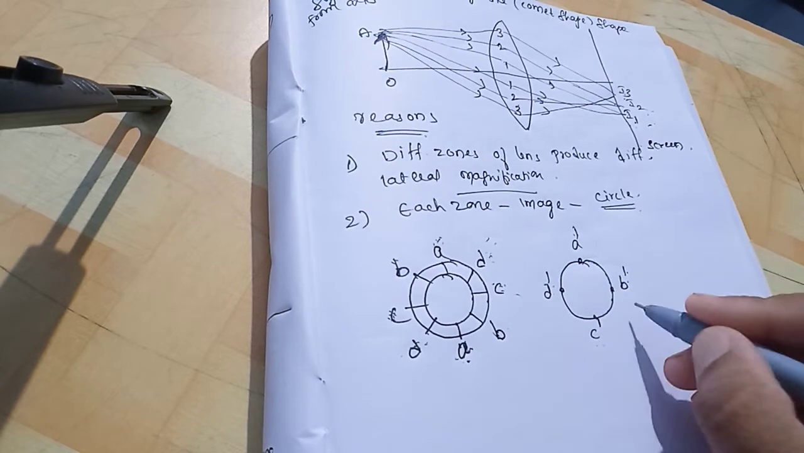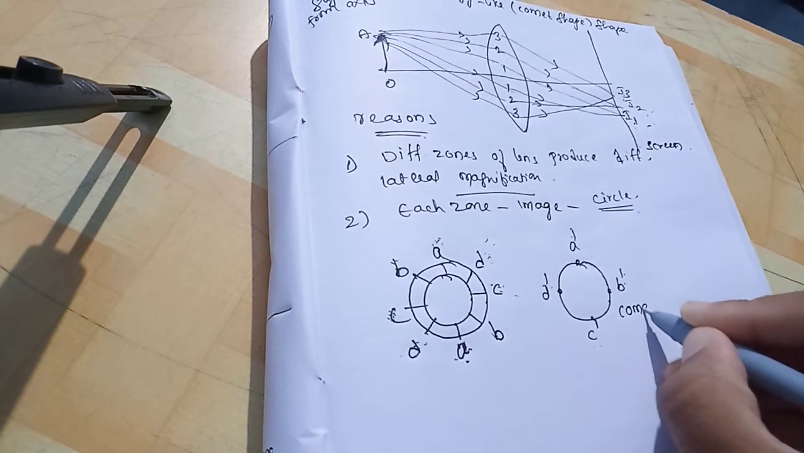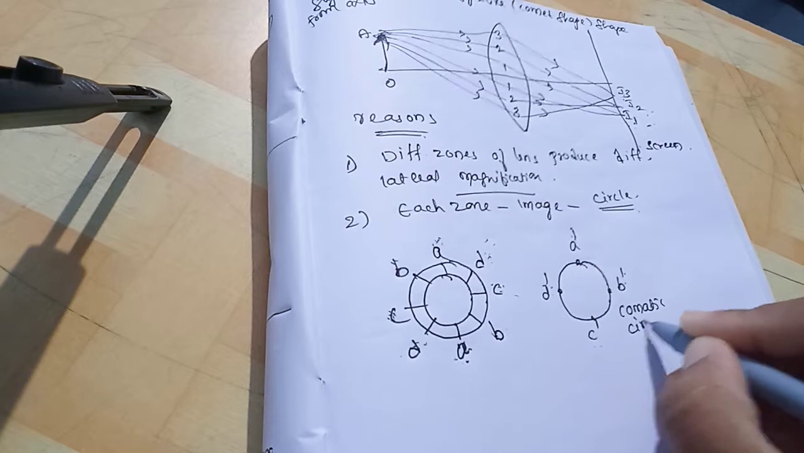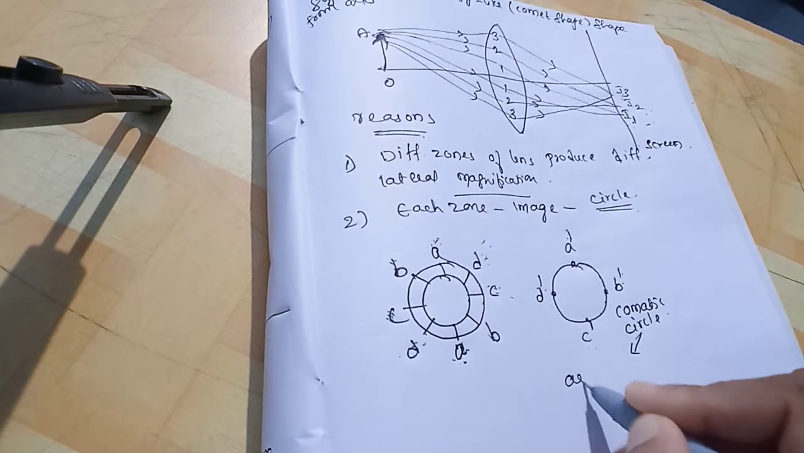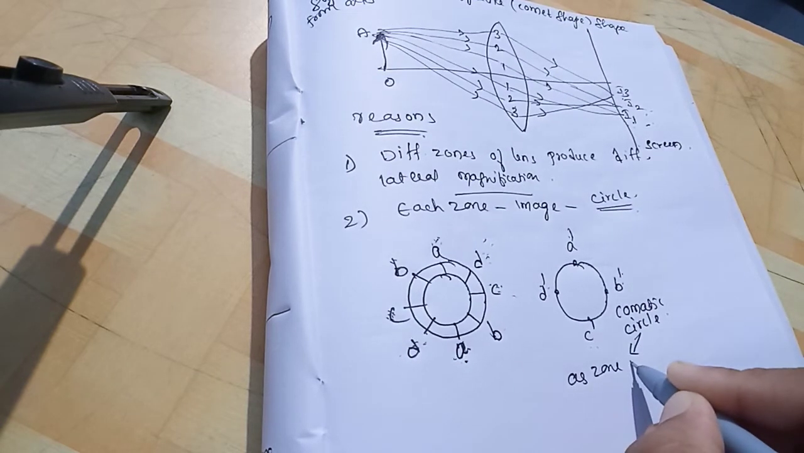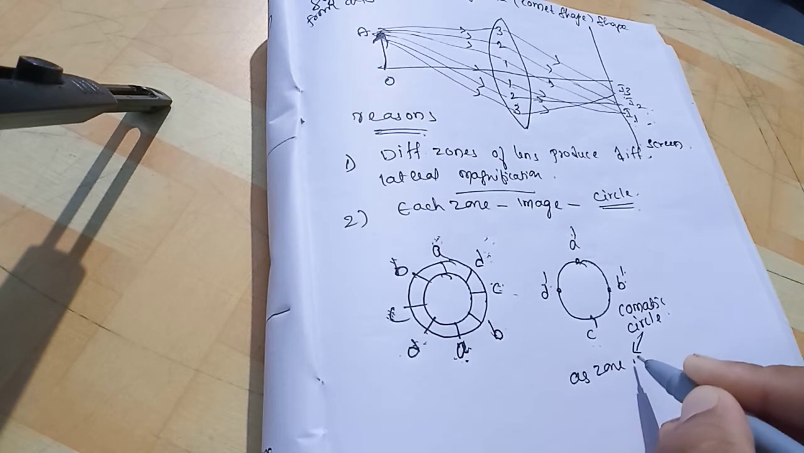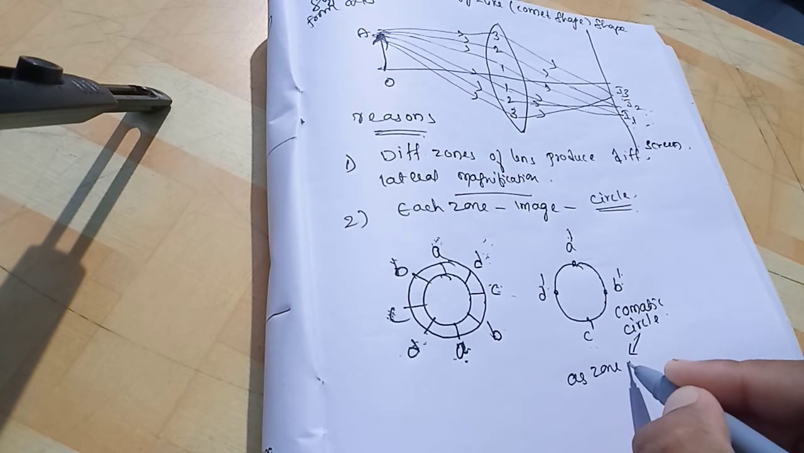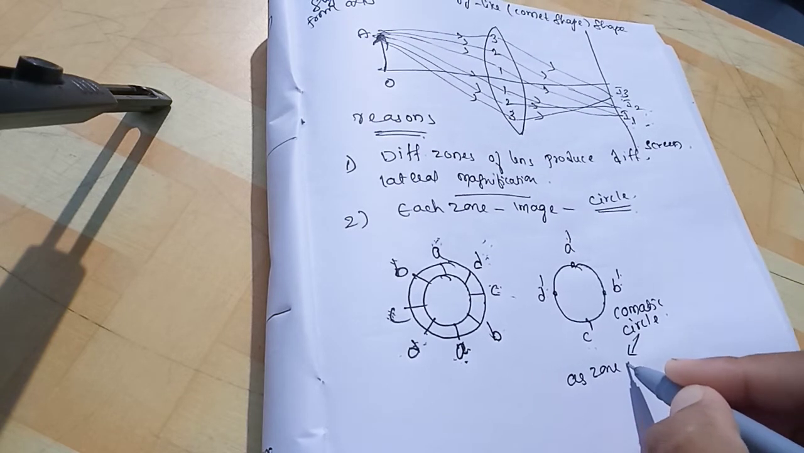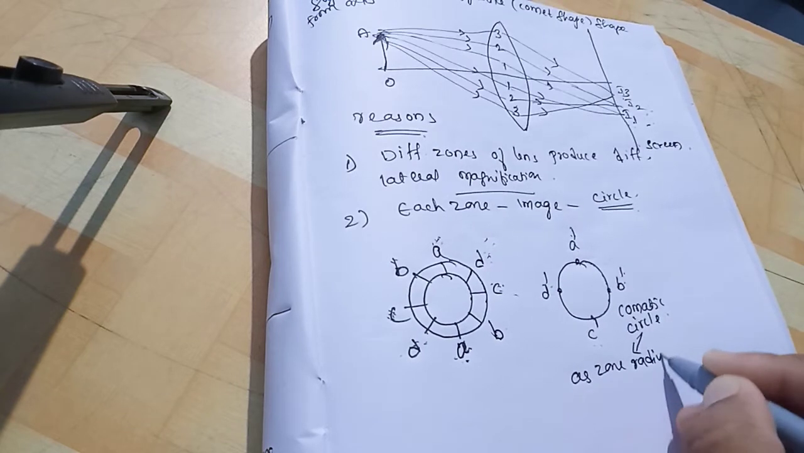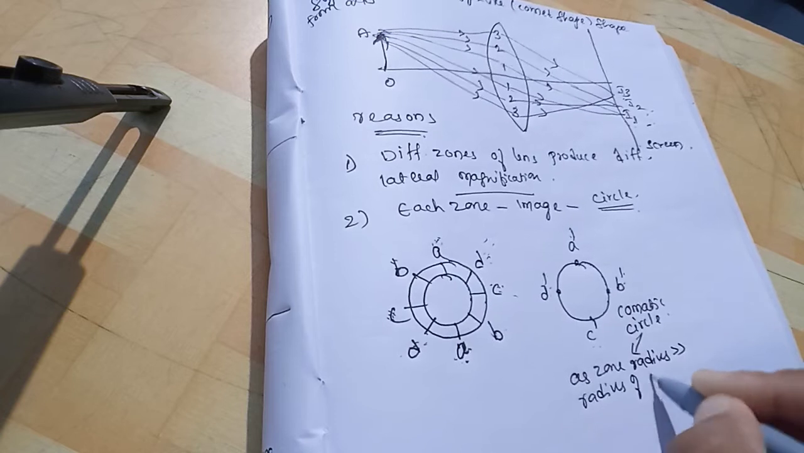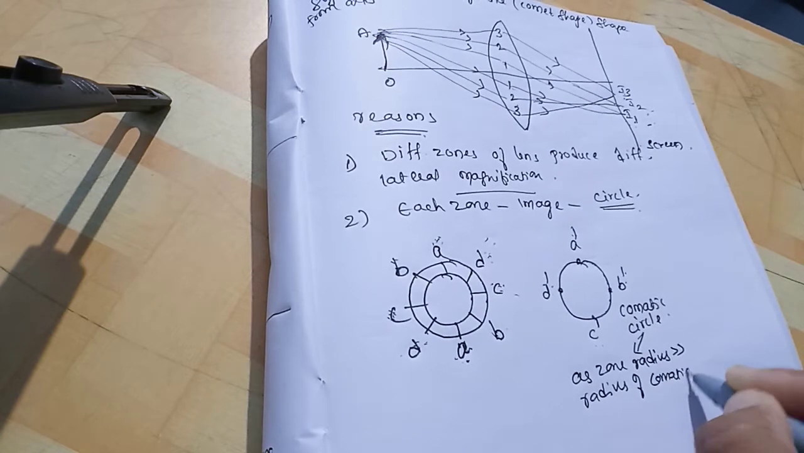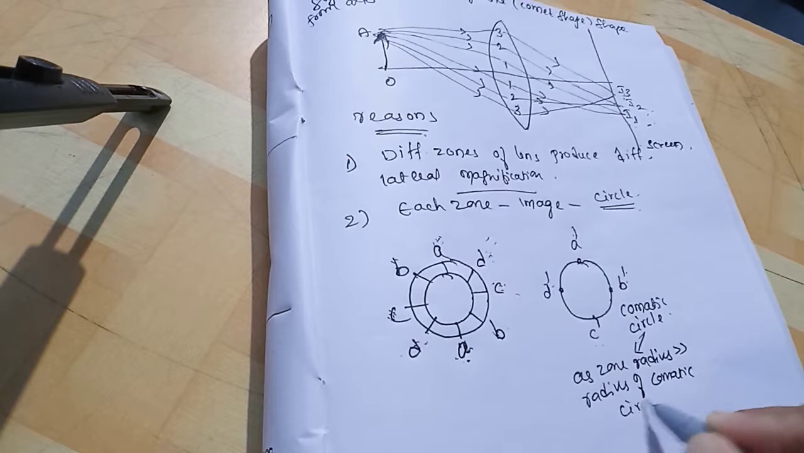path. So this circle we call it as chromatic circle. So as zone increases, as the number of zone or radius of zone increases, radius of chromatic circle also increases.